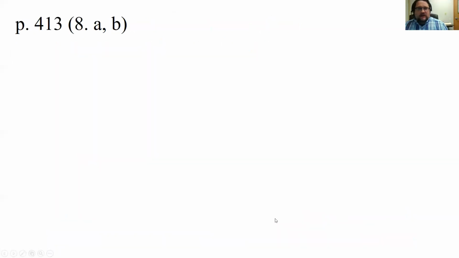All right, so let's look at page 413, and we're going to look at question 8. We're only going to look at parts A and B for right now, and then we'll look at more of it as we go along here. So let's do some computation. Consider two independent distributions that are mound shaped. So we can go with sample sizes smaller than 30.